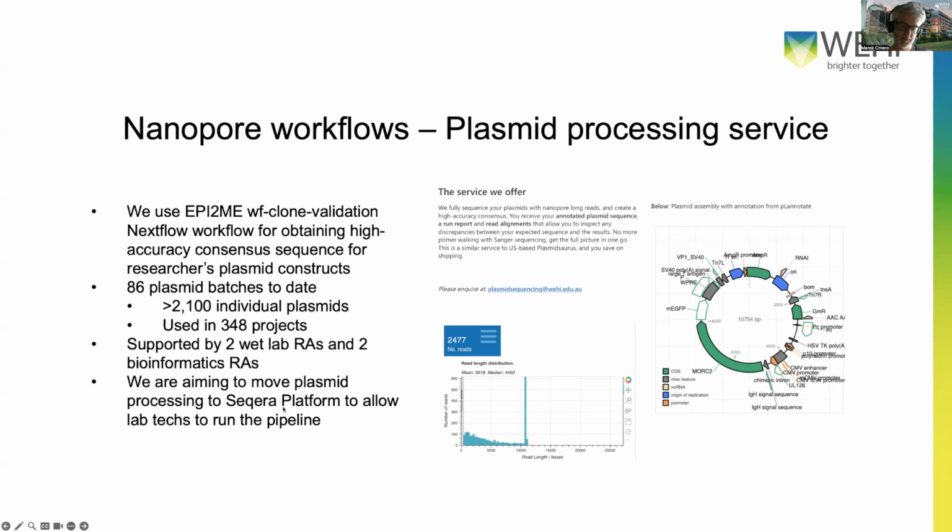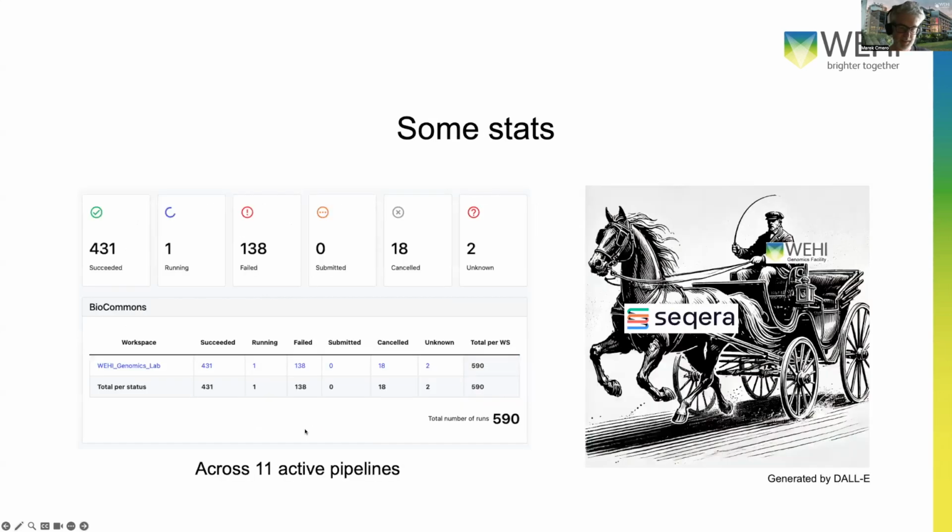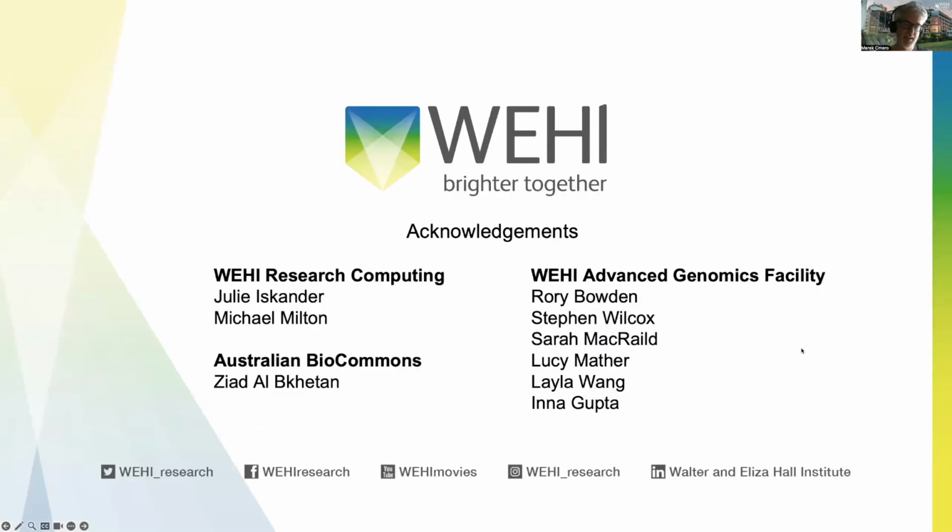But if we can move it to Nextflow, we can move it to Seqera Platform to allow the lab techs to run the pipeline themselves. That would reduce the bioinformatics time required. So we're looking into that now, and I think that will be quite successful. So some stats, we've done hundreds of runs. So Seqera Platform has been a very nice workhorse for the genomics facility over the last year.